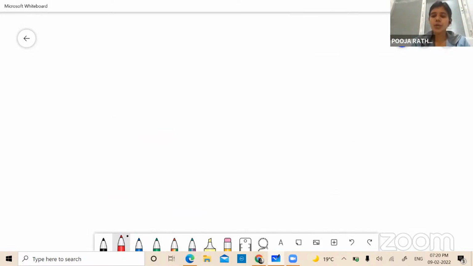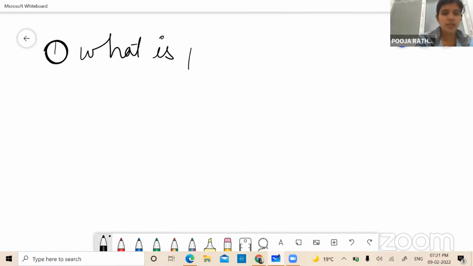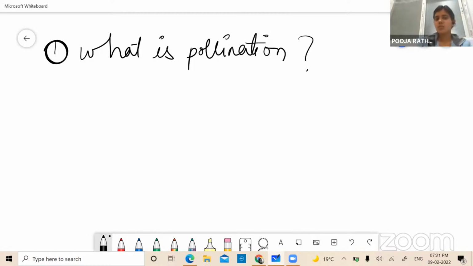So what are the other questions that could be given from this part? The first one is: what is pollination actually? They could ask what is pollination. Pollination is the transfer of pollen grains from one part of the flower, that is the anther, to the stigma.